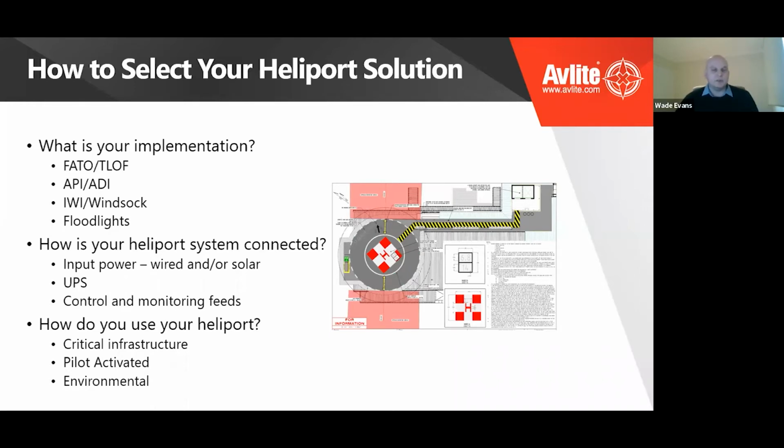So once you've defined the implementation components, you then move on to how you implement it in terms of connectivity. How's the heliport system connected to the larger services? And how is it actually going to function and be usable? So what is the input power required for the system? Is it a wired system, or is it a purely solar system for a regional or a remote location? If it is a wired system, how is it wired? What kind of power feeds are provided towards the lighting system? Is there a UPS in the loop for redundancy? If so, what kind of feeds are provided in and out of that UPS system?